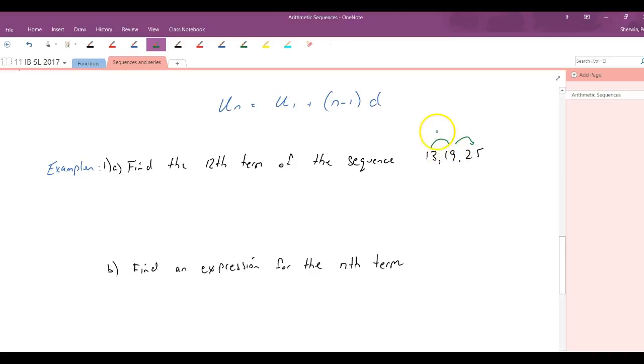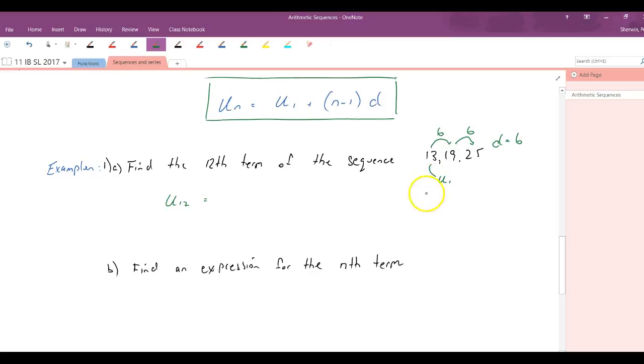Take any term, subtract the term in front. Any term, subtract the term in front. So we've got a common difference here of 6. Our first term is there, u1. So for the 12th term, we're going to use this formula, which is given to you in the formula booklet. Un, the 12th term, is u12. U1 is 13. N is 12, so 12 minus 1 is 11. D is 6. 13 plus 66 is 79. So the 12th term of this sequence is 79.